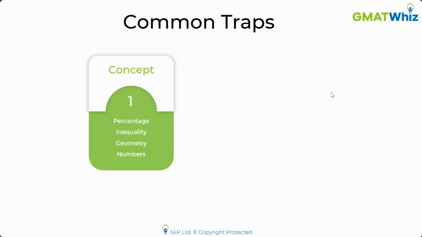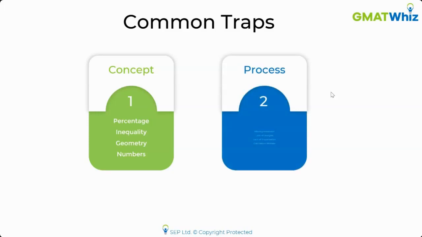The other and the more important kind of traps, I would say, is that once your concept is clear, students usually face problems when it comes to applying it. So what I basically call process-based traps. When you're solving a question, you must have noticed a number of times that you have missed a certain constraint. And I've been talking about this in my webinars a number of times: read the question properly, make sure that you write down everything. If you don't, there's a chance that you may make a mistake if you miss out some crucial information given in the question.